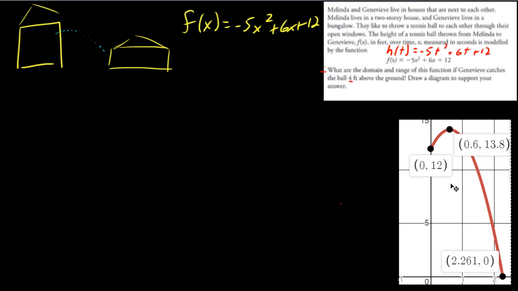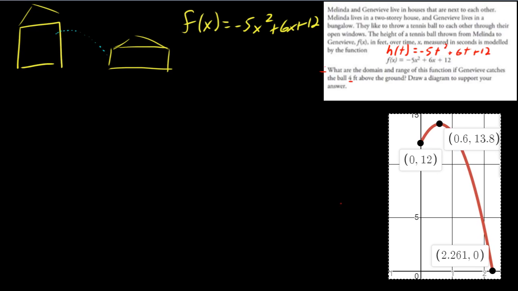So what we're actually looking at is our tennis ball's height as a function of time. Our x-axis down here, and we're going to do this by hand now, is actually going to be time. The question says that it's measured in seconds, so time, t, measured in seconds. And this is going to be our height.